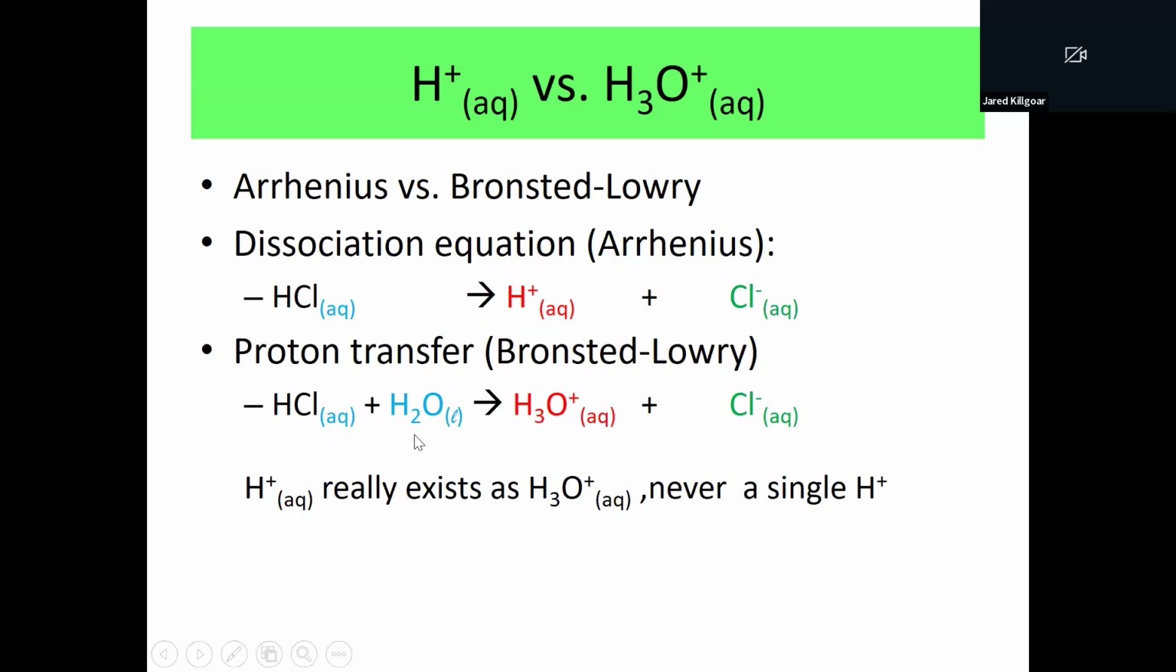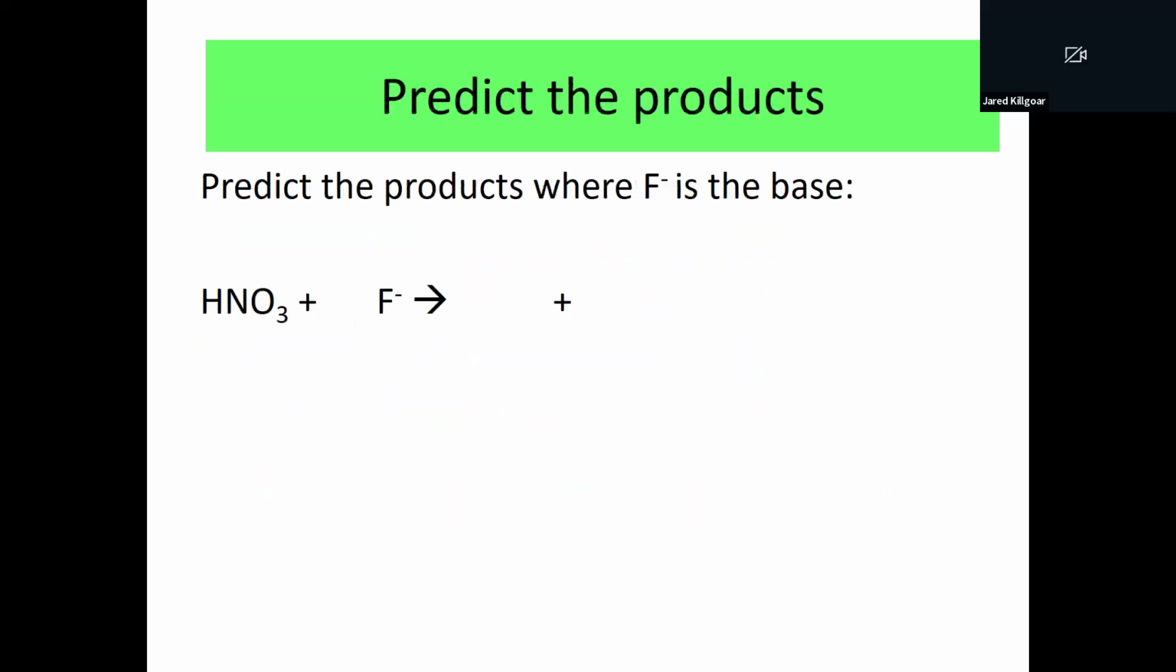Now, really, when you have an aqueous solution, you don't have a free hydrogen ion. You actually have it in terms of hydronium, and that's where we can use our expanded definition to include this. We have HCl aqueous plus H2O liquid because we are in aqueous solution, so H2O is there, yielding H3O plus. So HCl donates the H to H2O, making H3O plus, and the conjugate base leaving is Cl minus. So really, according to the definition of Bronsted-Lowry, H3O plus is really how H plus aqueous exists, never just as a single proton.